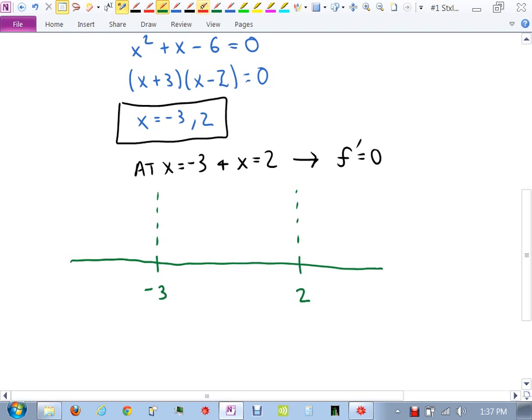And then I'm going to pick test points. I'm going to pick a test point to the left of -3, a test point between -3 and 2, and a test point to the right of 2. So I'm going to pick a test point in each region. Now, the test point you pick can be any point you want as long as it is in that region. So I'll pick -4, I'll pick 0, and I'll pick 3. Is that all right? What am I interested in? What am I going to do with these test points?